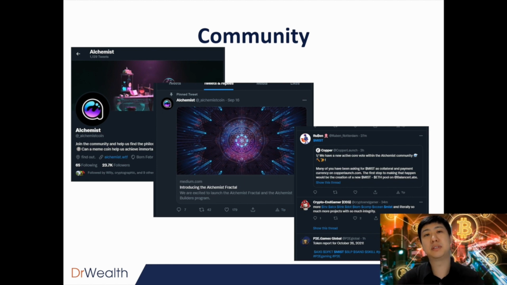But Alchemist only has a Twitter that's recognized by CoinGecko. As you can see here, this is their Twitter page. They joined since March 2021. They're very, very new to the crypto space. Their last post was on the 16th of September, but if you do look at their Twitter, you can see that they have been retweeting other communities or other developers that are using their technology.